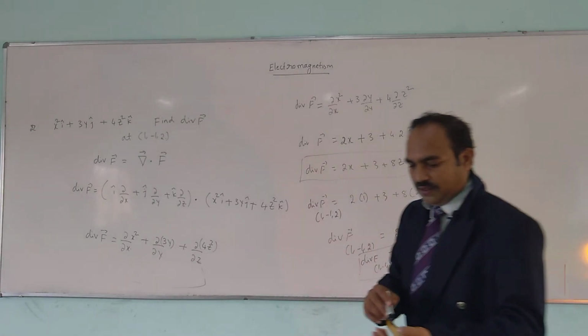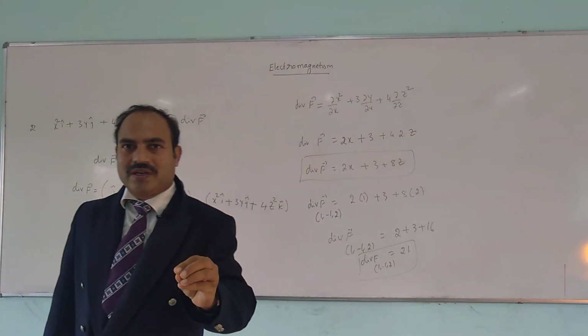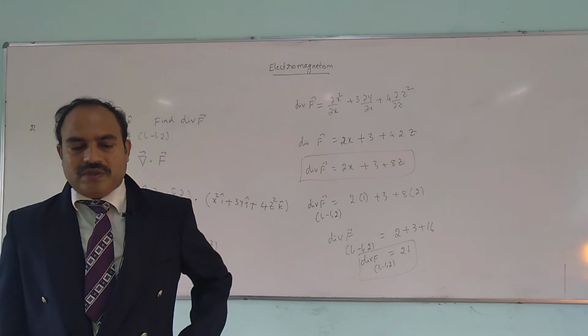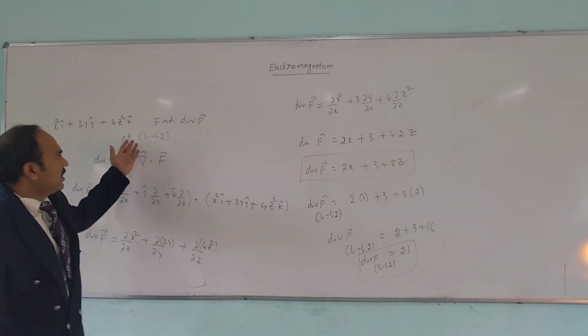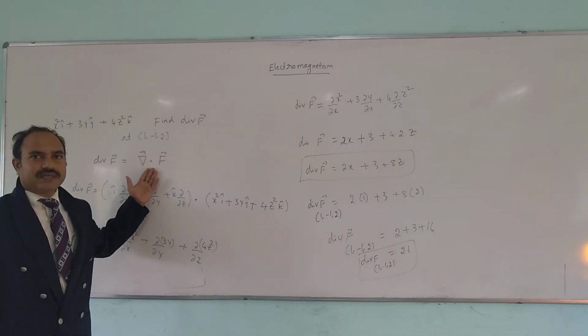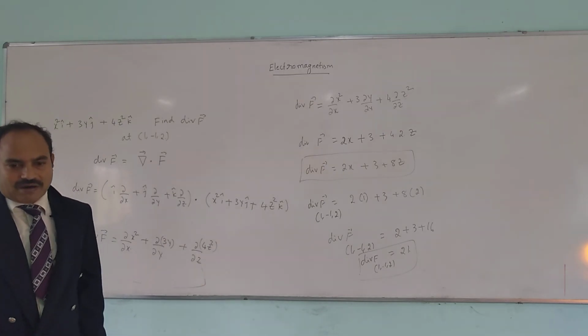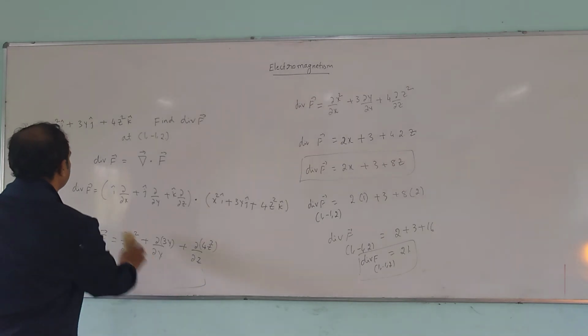Right? Divergence means something spreading out from a point. So if we calculate the divergence of a function and the value happens to be 0, then the function is called solenoidal. We will solve one more problem related to that.